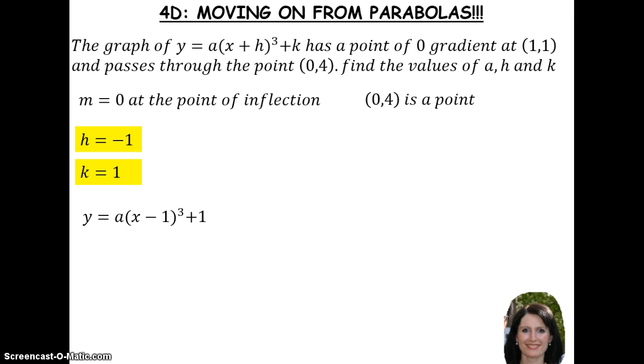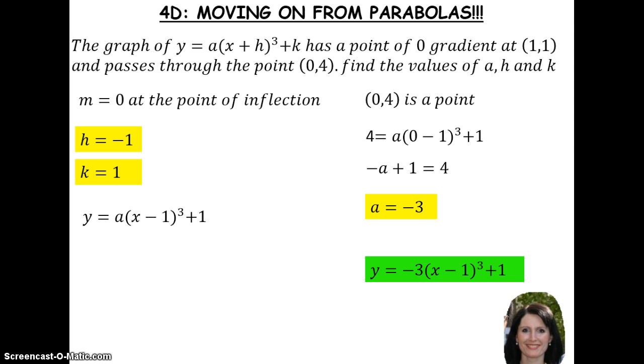We've also got another piece of information, and that is that (0, 4) is a point on this graph. Let's substitute in for x and y. 4 equals a(0 minus 1) cubed plus 1. Rearranging, we get a equals negative 3.